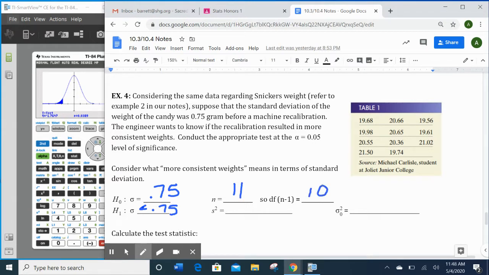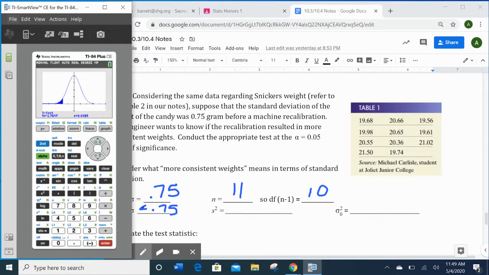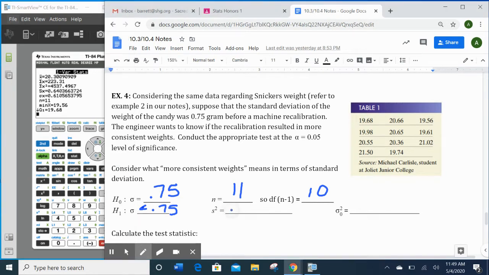s squared is our sample standard deviation squared, or our sample variance. Now, I don't know that, so I'm going to need to go to my calculator, and if you don't already have this data in your list, you'll need to add it. I'm going to go to Stat, Calculate, One Variable Stats, and choose L1 and calculate. If you look, it does tell me that s is 0.64. Let's just use 0.64.